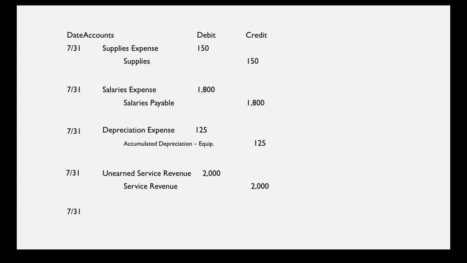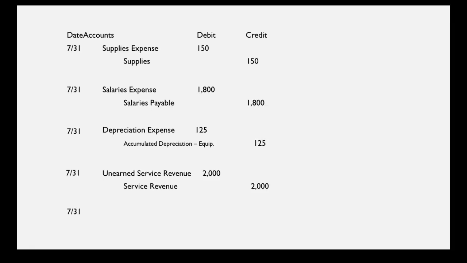Now our fifth and final adjusting entry: 1 month of the 6-month rental agreement has expired. So way back on July 1st, we signed a rental agreement for office space, and we paid $6,000 for 6 months. Well, we've used up July, right? We've been in that office space for a month, so we now have 1 less month in this agreement. So we need to show that our prepaid rent will be decreasing.